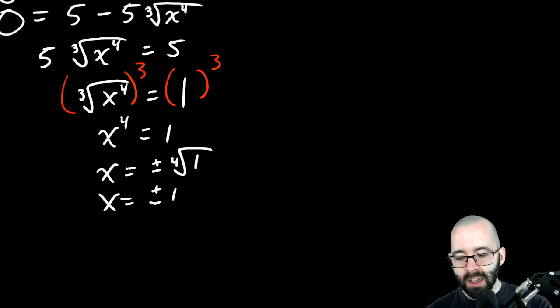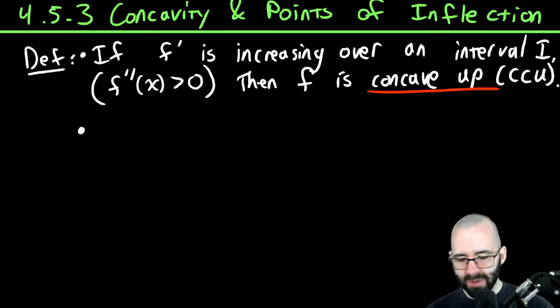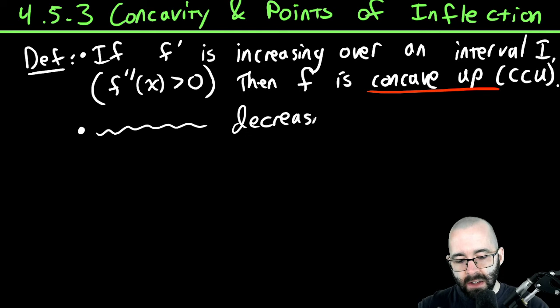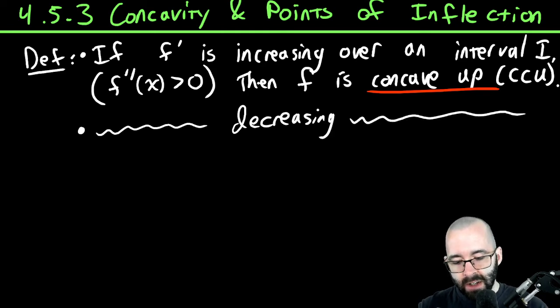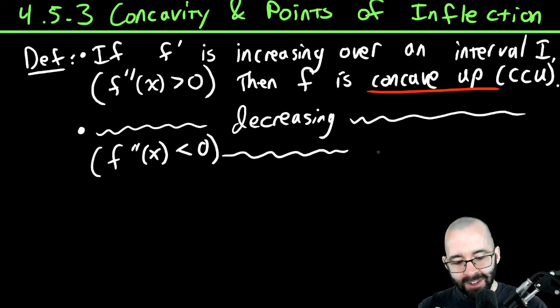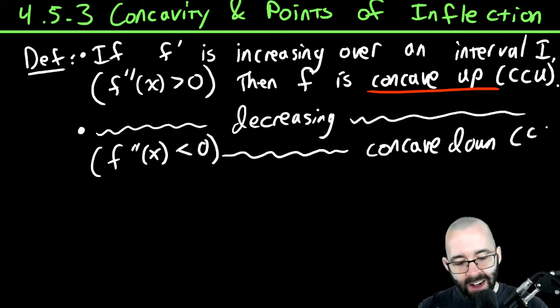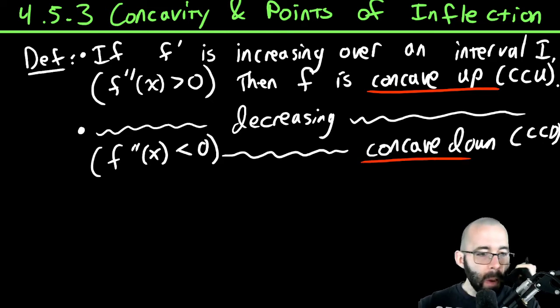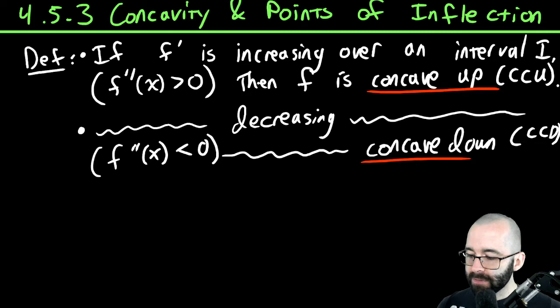And that's what I said when we talk about the curvature. What is this doing over here? And again, we have a very similar definition. If f prime is decreasing over an interval I, that means that f double prime is negative. What do you think we call it? We're not particularly creative. Concave down, often abbreviated CCD. All right, that's what we're doing over here.